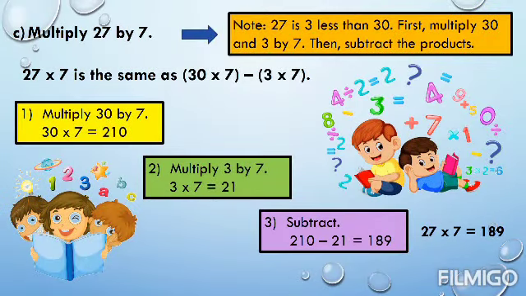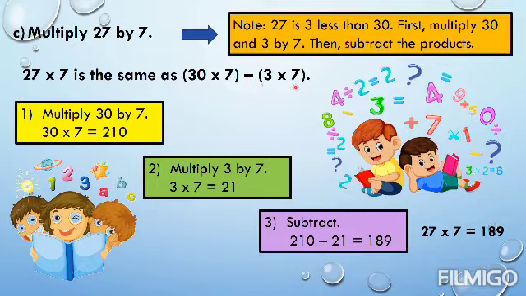Now in the third technique, class, look at this example. We're going to find the product of 27 and 7. Take note, class, that 27 is 3 less than 30. First, we multiply the 30 and the 3 by 7. Then we subtract the products. So 27 times 7 is the same as (30 times 7) minus (3 times 7).